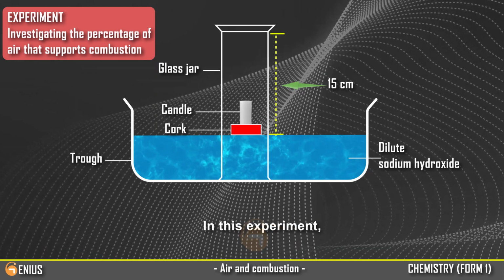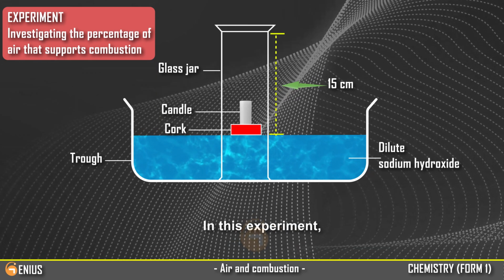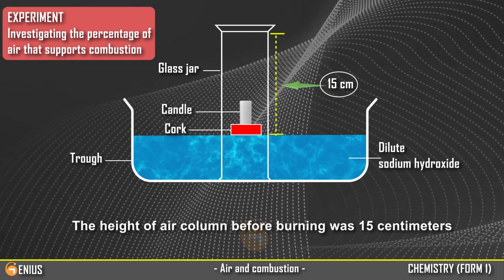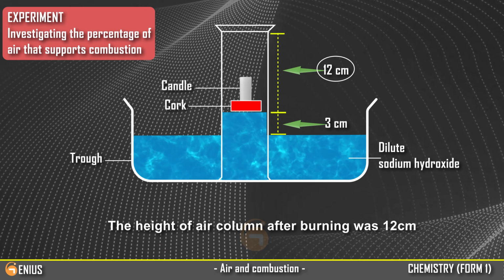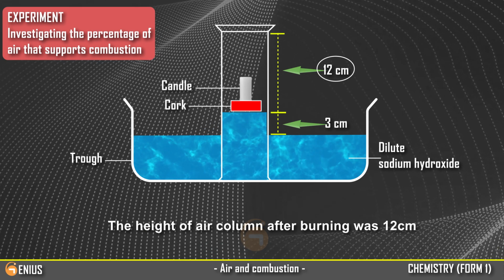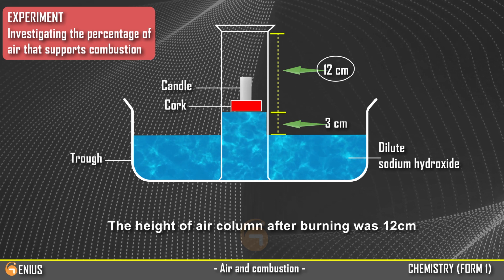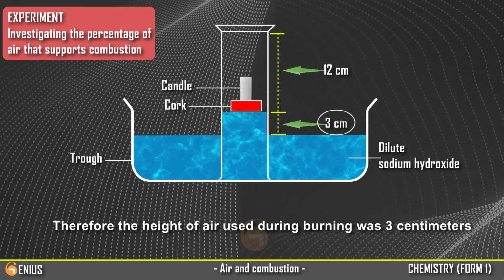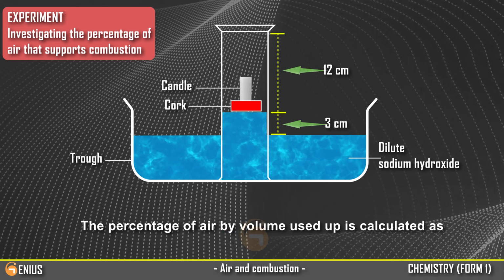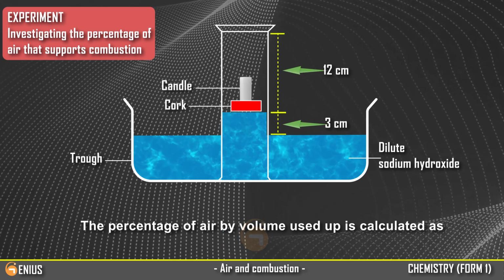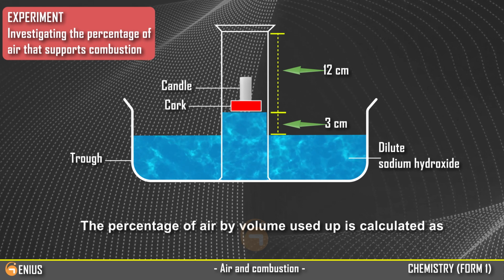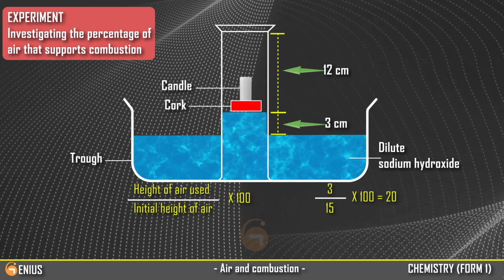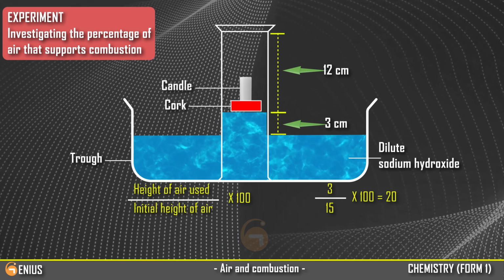In this experiment, the height of air column before burning was 15 centimeters. The height of air column after burning was 12 centimeters. Therefore, the height of air used during burning was 3 centimeters. The percentage of air by volume used up is calculated as height of air used, 3 centimeters, divided by the initial height of air, 15 centimeters, multiplied by 100.